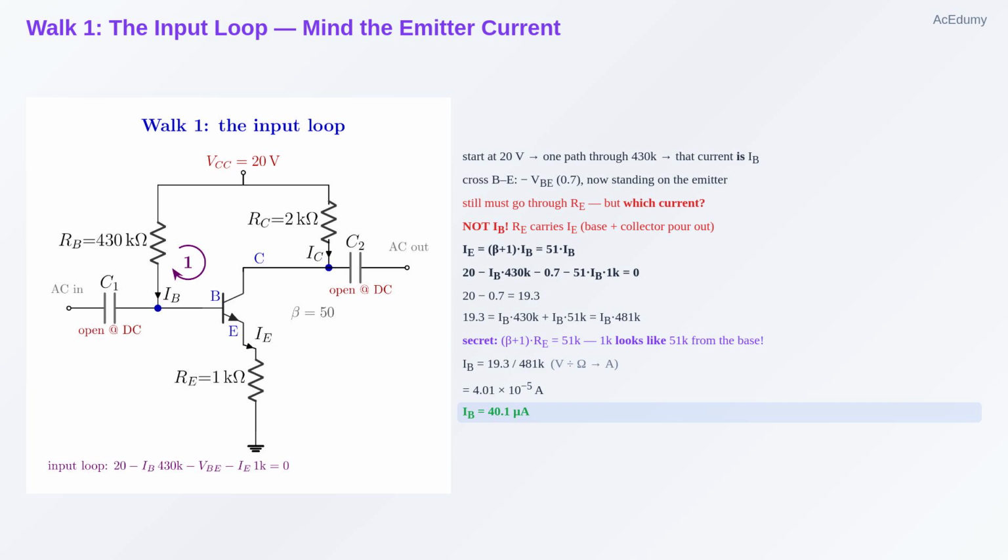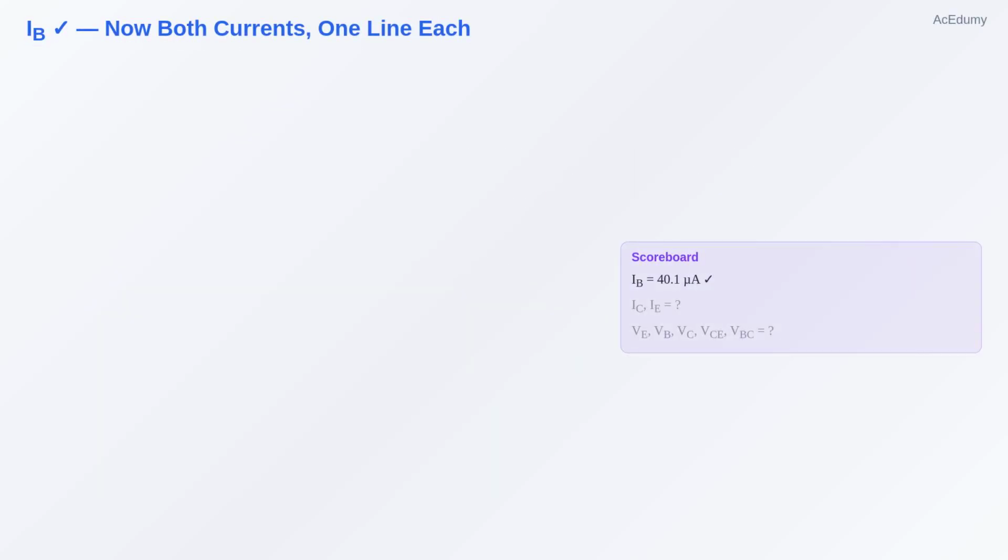4.01 times 10 to the minus 5 amps, which is 40.1 microamps. Magnitude check. Base currents live in microamps, and 40 is right in the healthy 30 to 80 band. We are on track. I sub B is on the board, and the two currents that depend on it fall out in one line each.